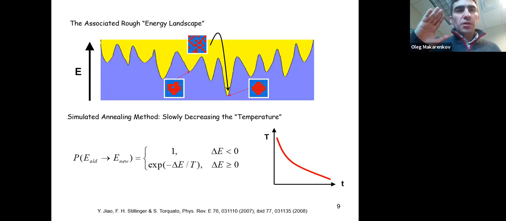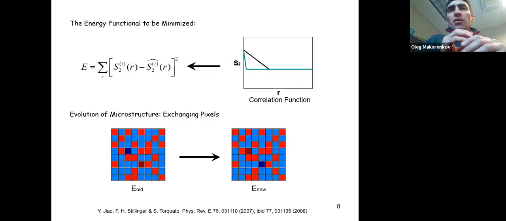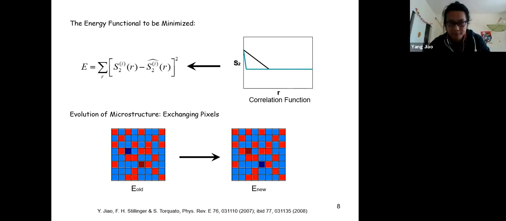Sorry, Yang. Yes. But if you minimize this energy functional, which is the difference of the energies of some corresponding regions of these two structures. Yes, this is energy defined by statistics of the microstructure. So it's not the corresponding regions.